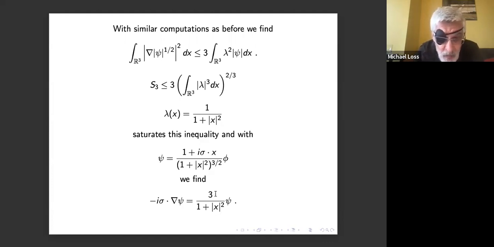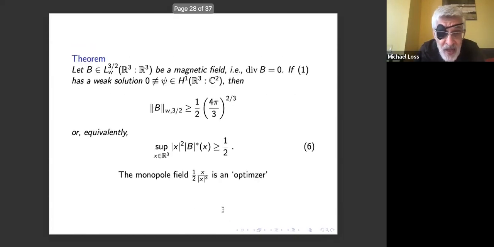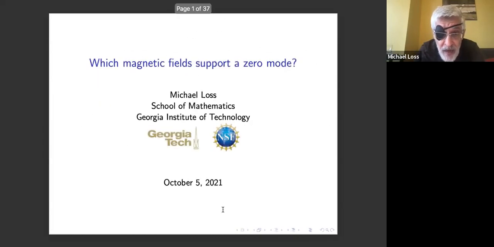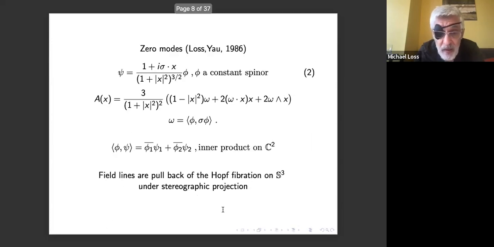So when you take 3 divided by 1 plus x squared, times psi sigma psi divided by the length of psi squared, and you declare this your A field, that produces precisely a zero mode. And this is precisely the A field which Yau and I found 35 years ago, here, this one. It's precisely that. So in some sense, we just try to understand how all these things fit together in a clearer way.